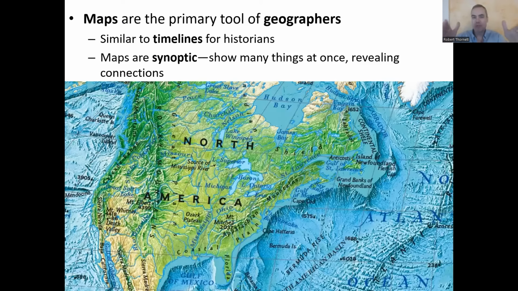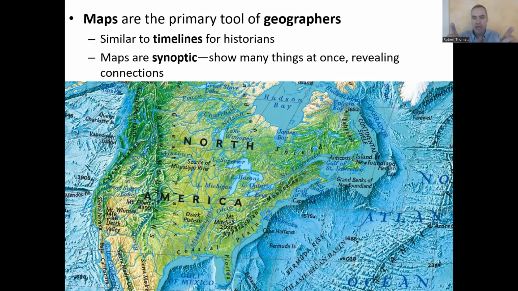And maps are the primary tool of geographers. Just like in history, we have timelines that are the primary tool that tell us when things happen. And then historians try to figure out why things happen and why that matters. It's the same thing in geography. You start with a map that tells us where things are, but then the geography part is to figure out, okay, why are they there and what matters about that.